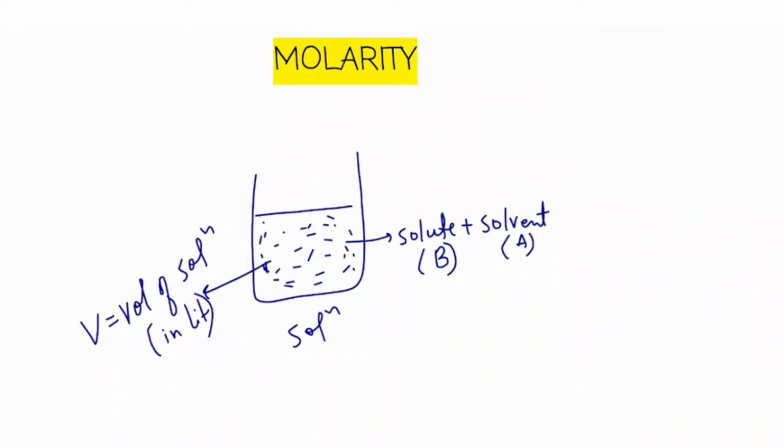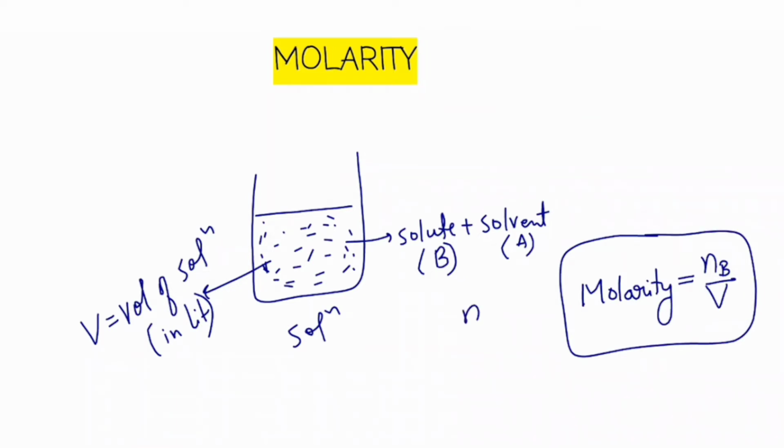Dear students, so the molarity formula. The formula of molarity is moles of solute, n_B, upon volume of solution in liter. Molarity is nothing but moles of solute n_B divided by volume of solution in liter. It means the number of moles of solute present in 1 liter of solution. This is the significance of molarity.